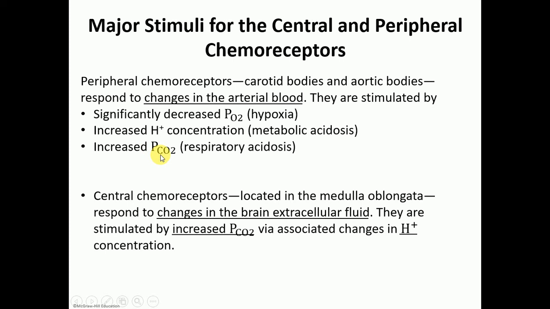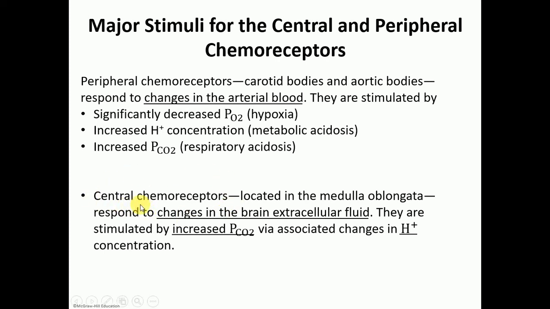Or in cases of respiratory acidosis, where there is an increase in pressure of CO2, that's also going to stimulate these receptors. A respiratory acidosis could be, for example, somebody who holds their breath for a very long period of time. That is going to lead to accumulation of CO2 in the blood, and that increase of CO2 means that person is going to have to start breathing again.